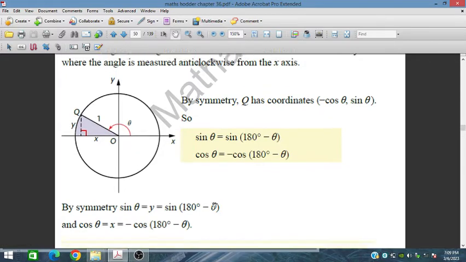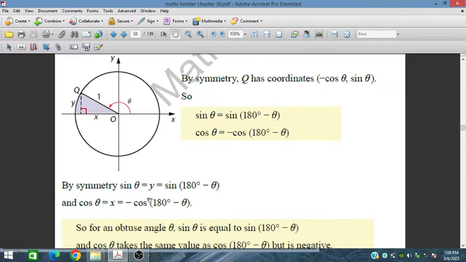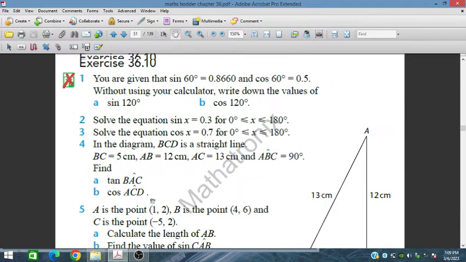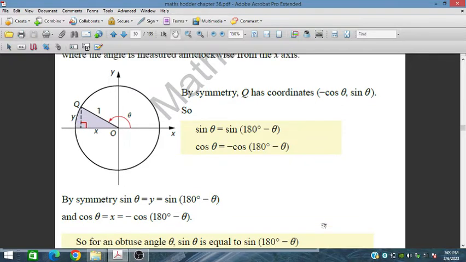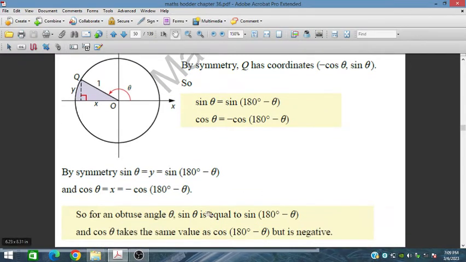In a similar way, in the third quadrant, if we flip it upside down, this becomes like this. In this case, x and y will both be negative, and similarly in the fourth quadrant. So for an obtuse angle, sin theta is equal to sin of 180 degrees minus theta, and cos theta takes the same value as cos of 180 degrees minus theta, but negative, so there is this negative sign.